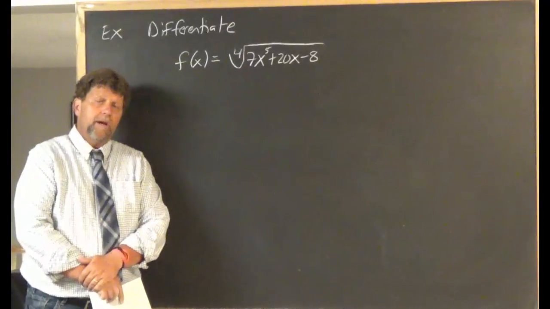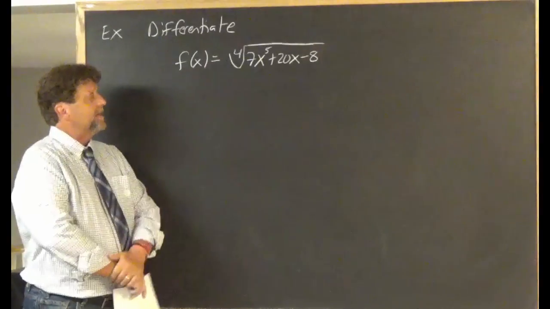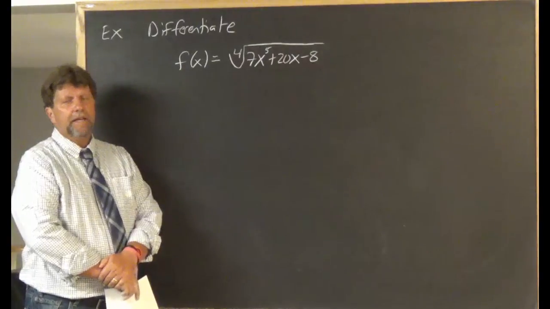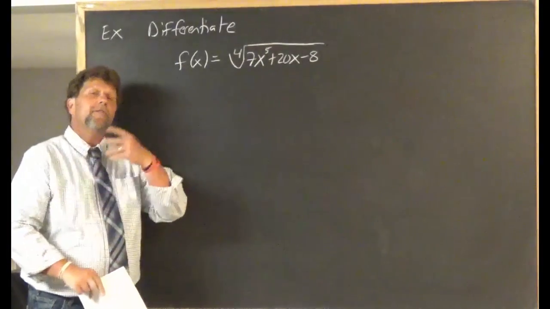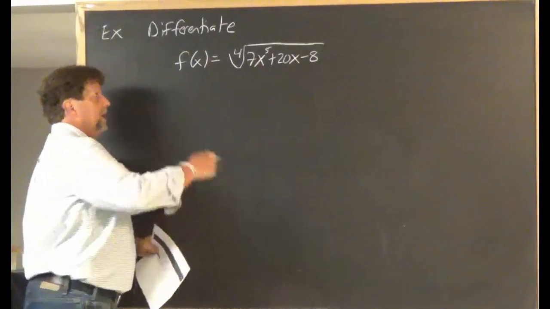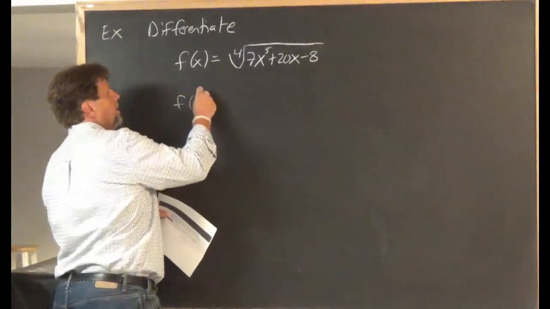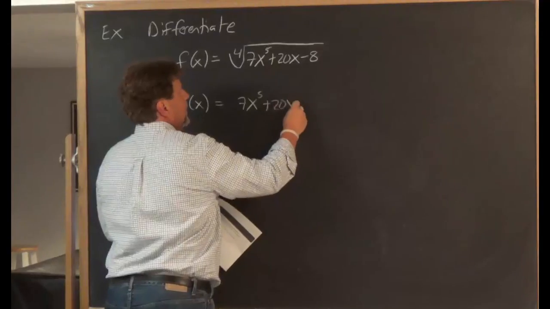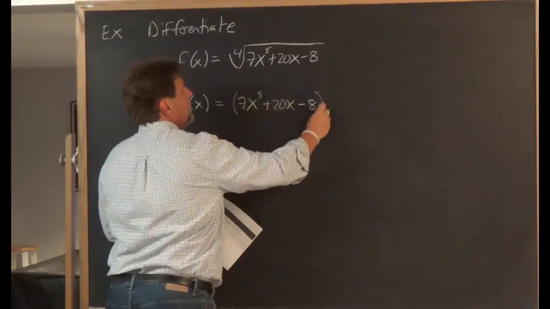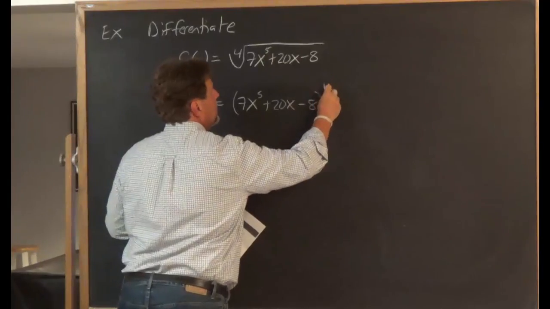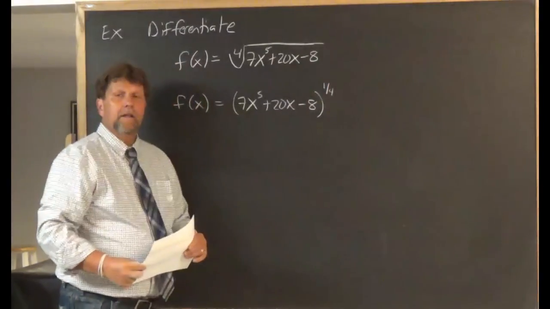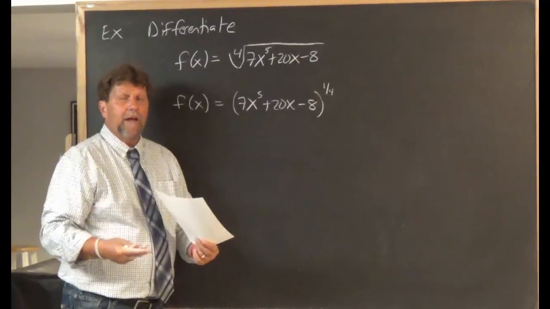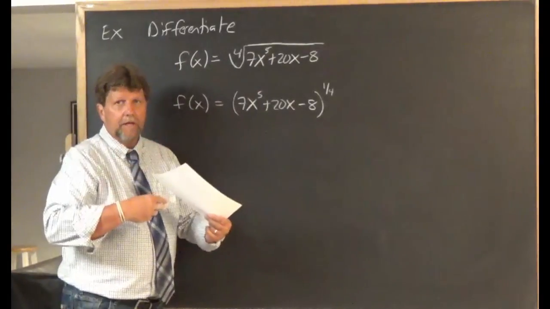All right, in this example, we're asked to differentiate the function f of x equals the fourth root of 7x to the fifth plus 20x minus 8. And so the first thing we should do, and we just saw on the slide, is to just rewrite this radical function, rewrite it with an exponent. It's called a rational exponent. So the fourth root, I'll rewrite that as the exponent of 1/4. So it's one little step of algebra, rewriting the radical with a rational exponent.